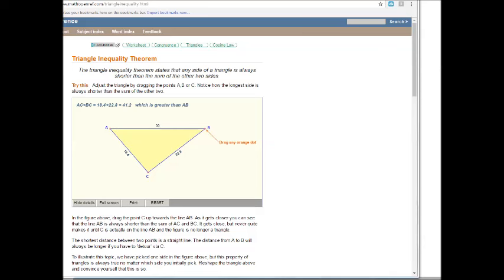Let's look at this picture here at another triangle, and the length of the three sides are marked on the side, and you see that two lengths, AC and BC, are added up together to give us 41.2 units. And if you compare that to the length of AB, which in this example is 30, 41.2 is clearly greater than 30.